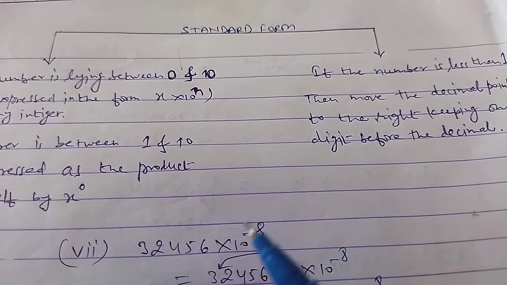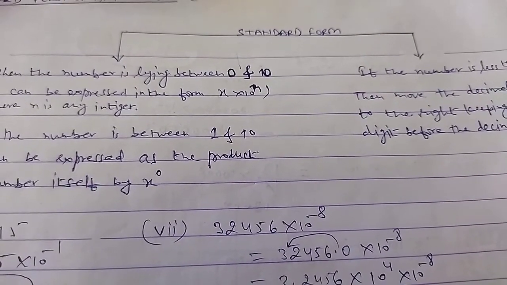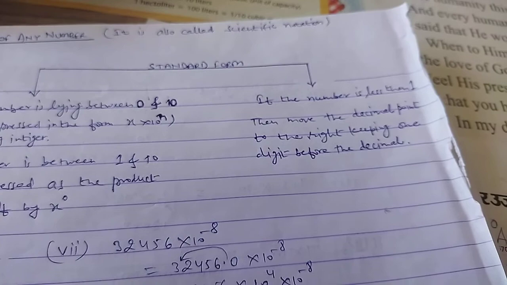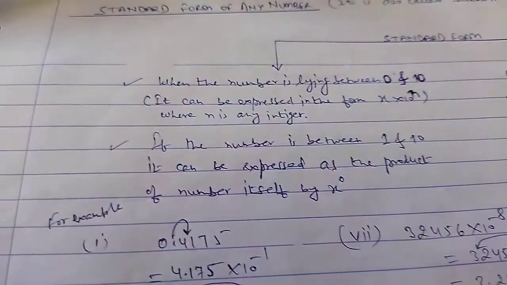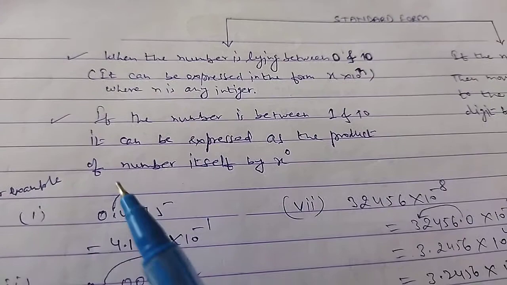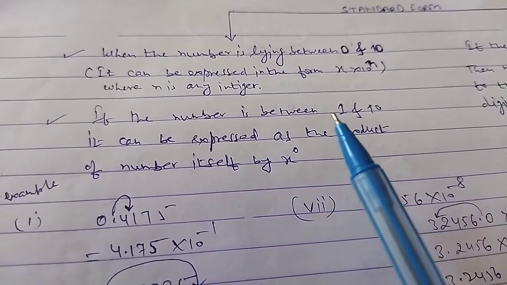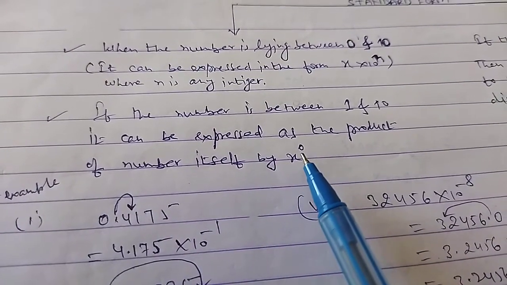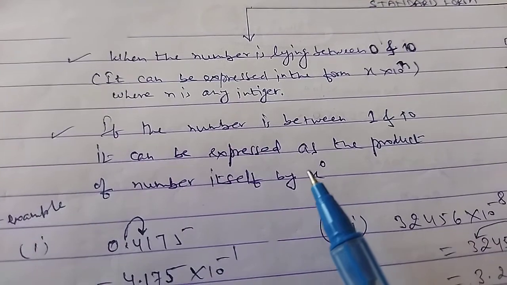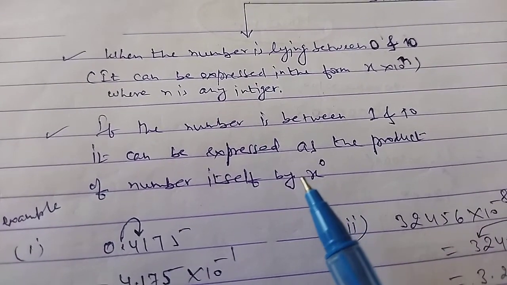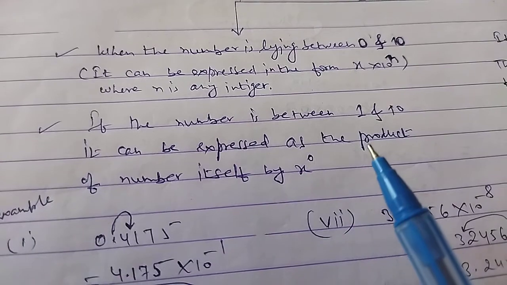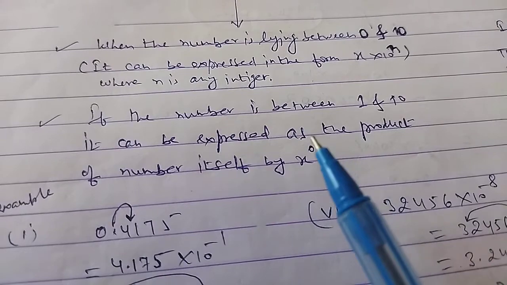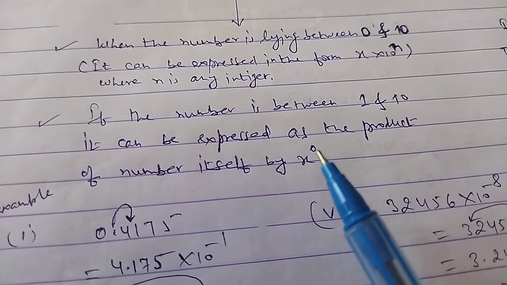You did this in class 7 also, so I will just repeat the procedure and make you understand how to go about it. So I said the number is less than 1, but what happens if the number is between 1 and 10? If the number is between 1 and 10, then it can be expressed as the product of the number itself by 10 raised to the power 0. That is the exponential form, 10 raised to the power 0. And why is that? By giving you examples, I will explain why we need to write 10 raised to the power 0 at last.